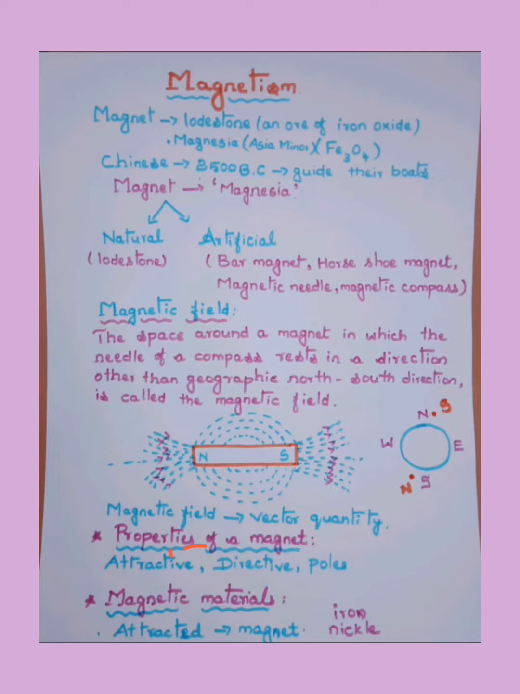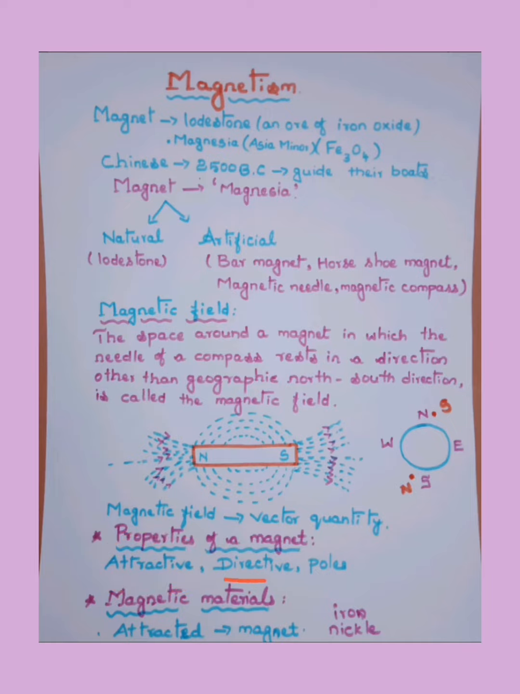Meanwhile we'll see about magnetic materials also. What are magnetic materials? The materials which are attracted by a magnet are called magnetic materials. For example, iron. Iron will be attracted by a magnet, so iron is a magnetic material. Nickel. Nickel will be attracted by a magnet, so nickel is a magnetic material. Hence, the attractive property of a magnet says that a magnet attracts the magnetic material towards it.